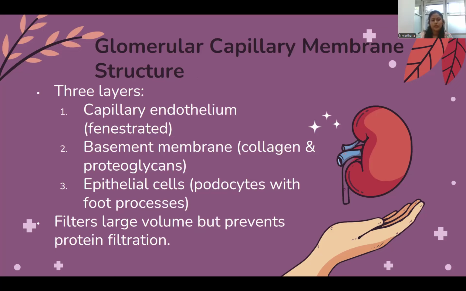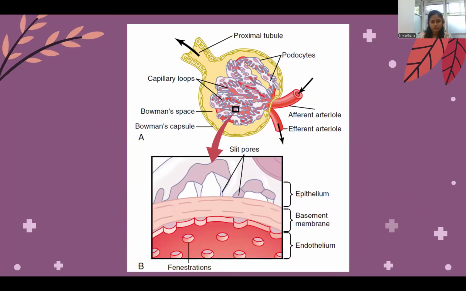They filter a large volume, but they can prevent the protein filtration. So these are the membranes: endothelium, basement membrane, and epithelium. Within the epithelium, there are split pores. Okay, and in the endothelium, there are fenestrations.